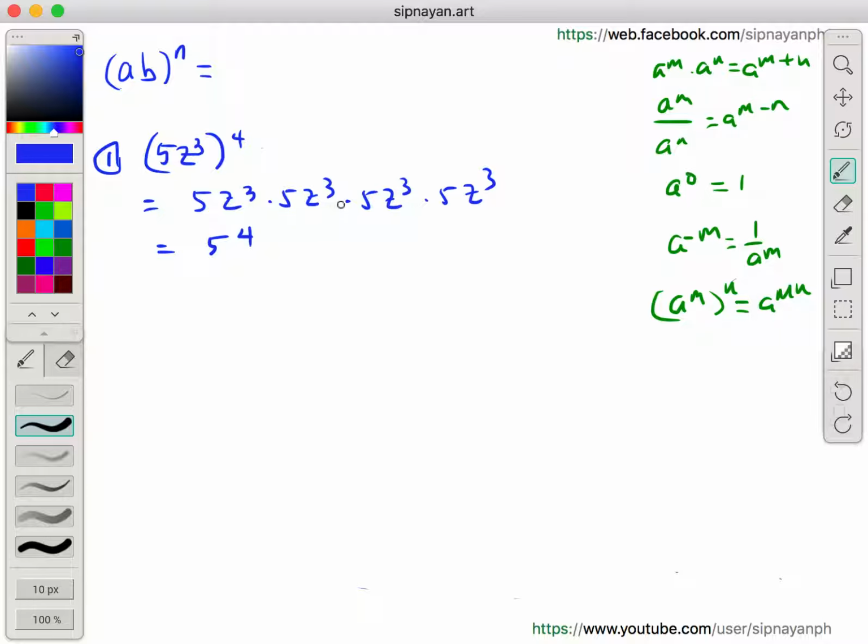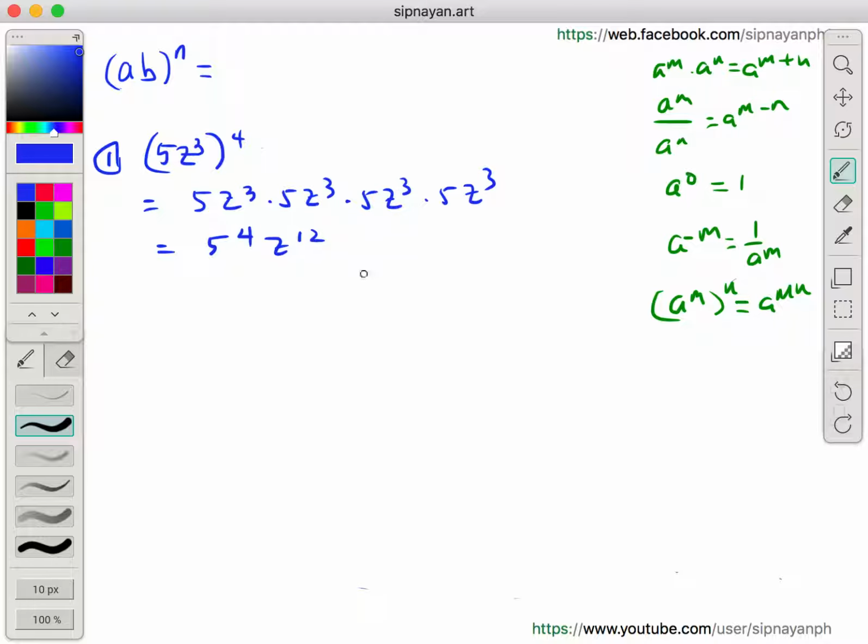Tapos yung z cubed times z cubed times z cubed times z cubed, by law of exponent number 1. By the way, wala namang number yung mga laws of exponent. Siguro yung ninumberan ko lang sa pagkakasunod-sunod ng discussion natin. So, pag same base, according to this law, we add the exponent. So, magiging z raised to the 12.